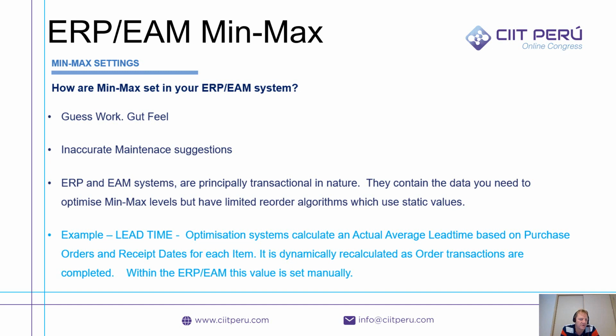So how are these min-max set in your ERP system? Well, a lot of times it's guesswork, gut feel, maintenance suggestions that are not that accurate. There are ERP systems that contain some reorder algorithms, but often they just use static values. So an example of that is something like the lead time. So within the optimization system, it calculates an actual average lead time based on the purchase orders and the receipt dates of those purchase orders. So it can work that out into days, and it looks at all those days and works out an average. So it's dynamic in the sense that as orders, transactions get added to this, it recalculates that lead time, which is very valuable in the calculation of the min-max.